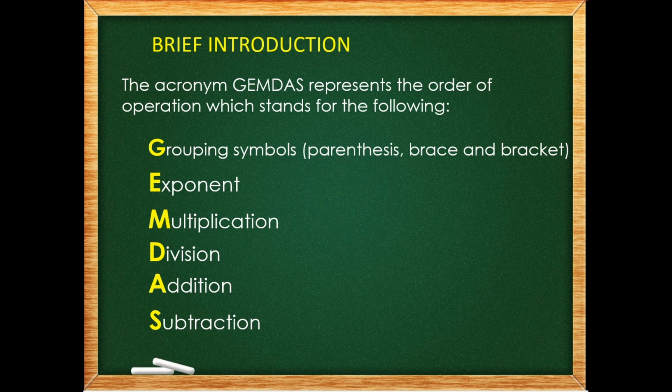This means that the grouping symbols must be performed first before anything else. If there are groupings within a grouping, the operation within the innermost grouping must be done first. Next, perform the exponent or exponents. Then it should be followed by multiplication and division, but always choose to perform whichever comes first from left to right.